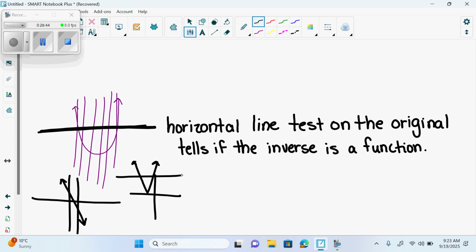So this is, say, y equals 4. Well, on the inverse, that's going to be x equals 4, which is a vertical line. So I'm running a vertical line test on the inverse without having to draw it. That's the catch. It's my lazy way of doing it. So if I run a horizontal line on my original, that's actually a vertical line test on my inverse because the x and y switch. That making sense?